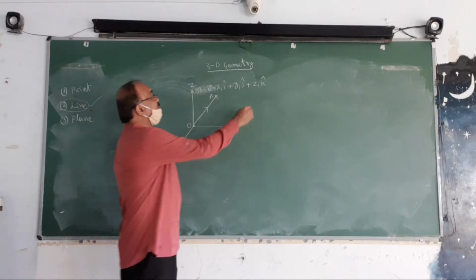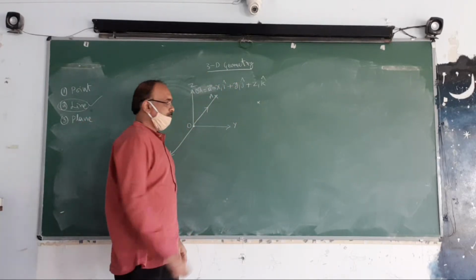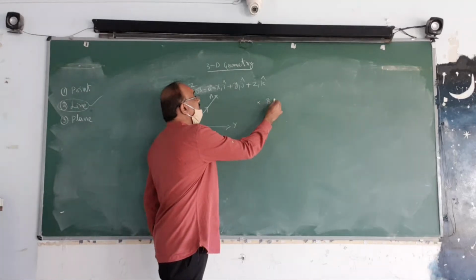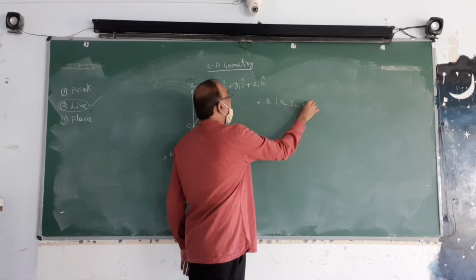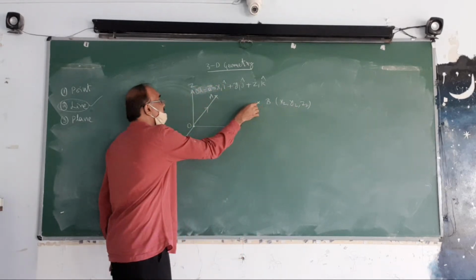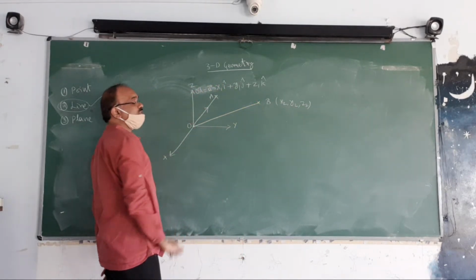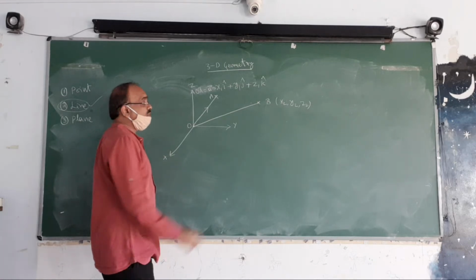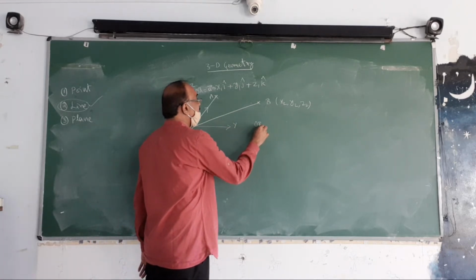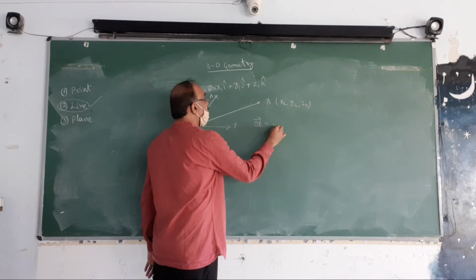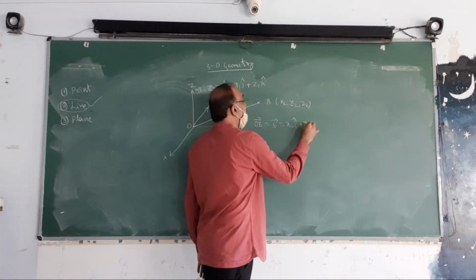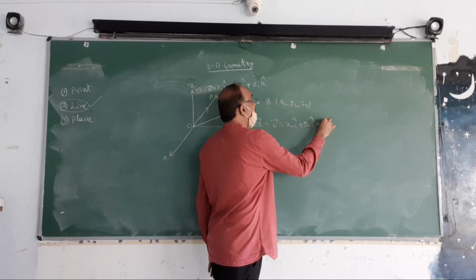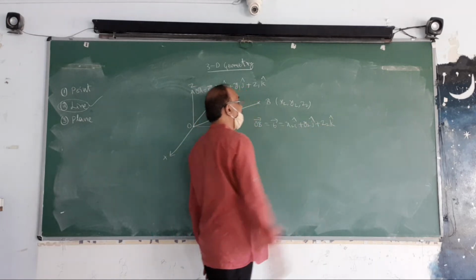If I have one more point, so B, its second point, I'll call it as x2, y2, z2. So what you get is another position vector of point B. So how do you express that? Vector OB is equal to vector B is equal to x2 i plus y2 j plus z2 k.